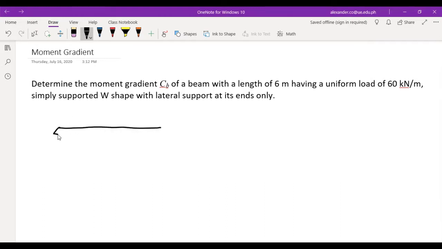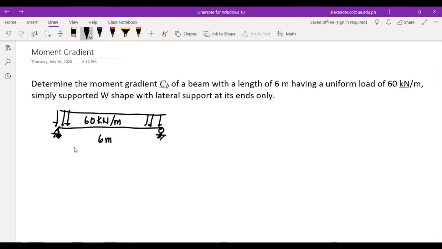It is simply supported, having a uniform load. It wasn't stated whether it is a service load, but it doesn't matter in this case, no? So, 60 kilonewton per meter. Again, the length is 6 meters.